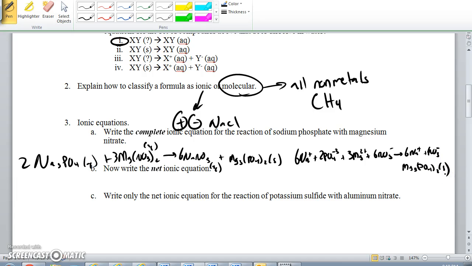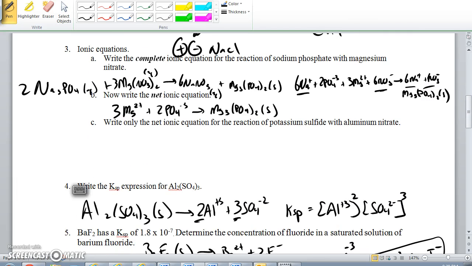There's your complete. And then your net, again, with our spectator ions: spectator, spectator, spectator, spectator. It's going to be 3 magnesium plus 2 phosphates, and it's going to give me magnesium phosphate.